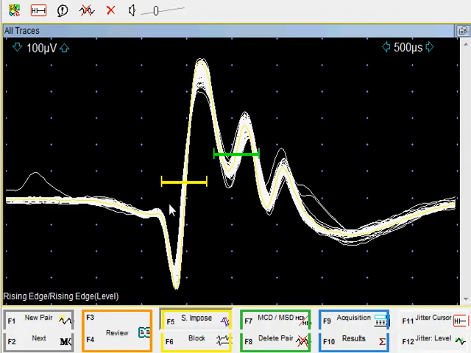What should be the duration of the window? Does it make any difference? No, it really doesn't make any difference if I make it short or if I make it wide. The system will measure the time from the first crossing in this window.